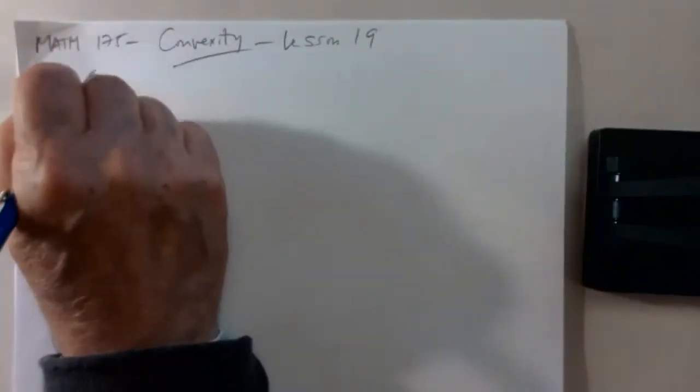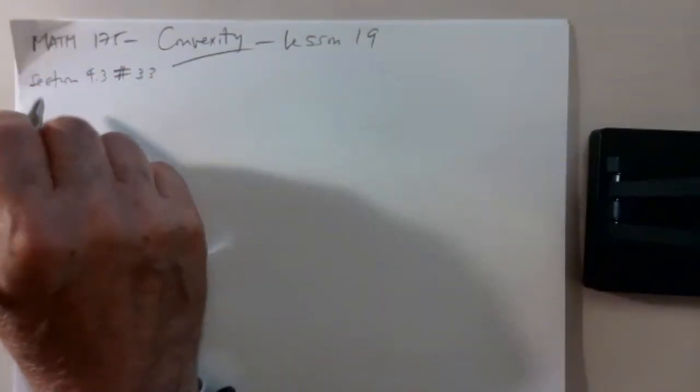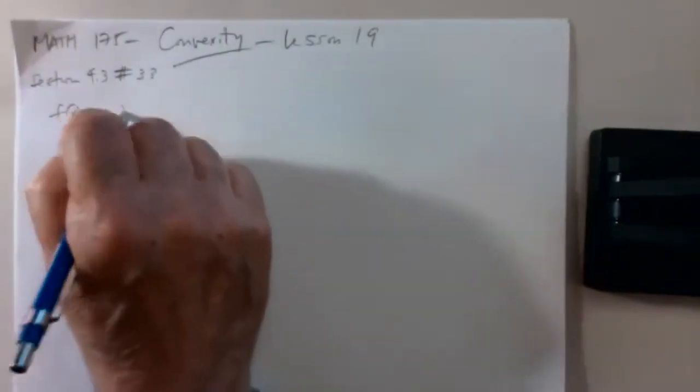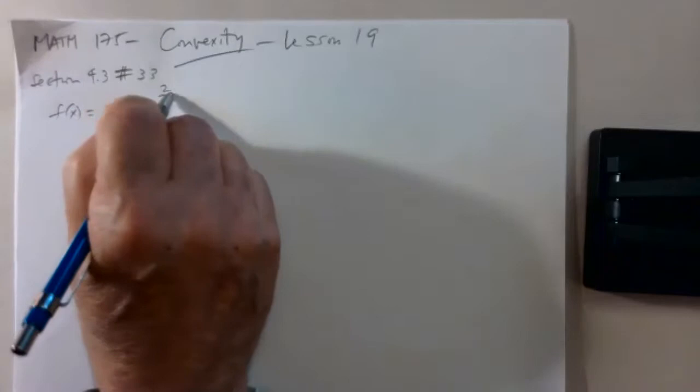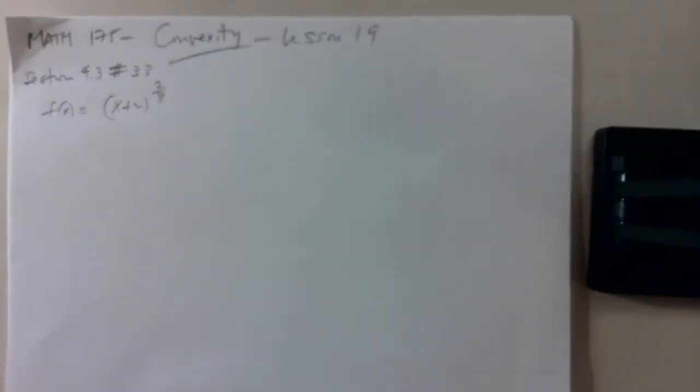So this is section 4.3, number 33. We look at the function f of x equals (x plus 2) to the 2/3. And we want to find the critical numbers, if any, the open intervals in which the function is increasing and decreasing, and locate the relative extrema.